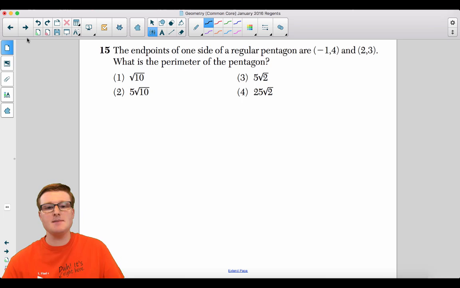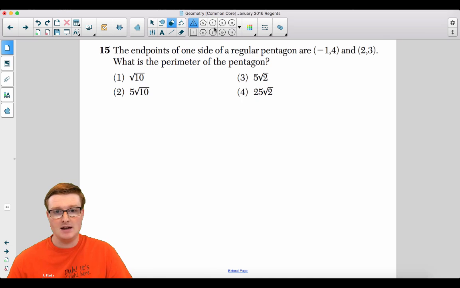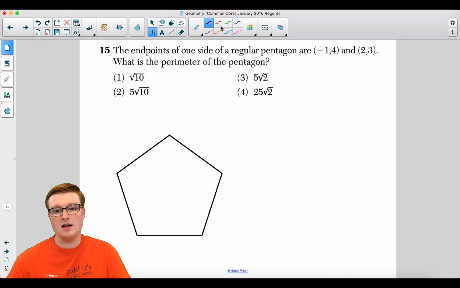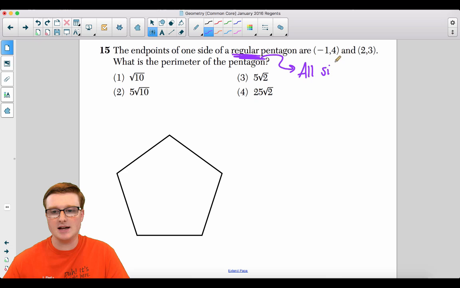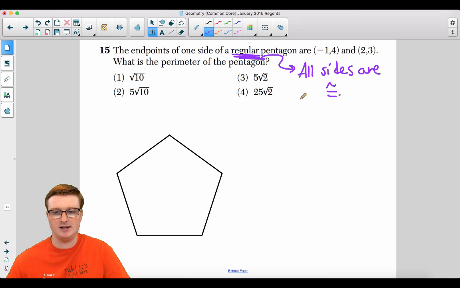Number 15. The endpoints of one side of a regular pentagon are -1, 4, and 2, 3. What is a perimeter of the pentagon? Now, I need to make one thing perfectly clear. A regular pentagon means that all sides are congruent. That is actually so important in the context of this question, or else we couldn't have answered it.